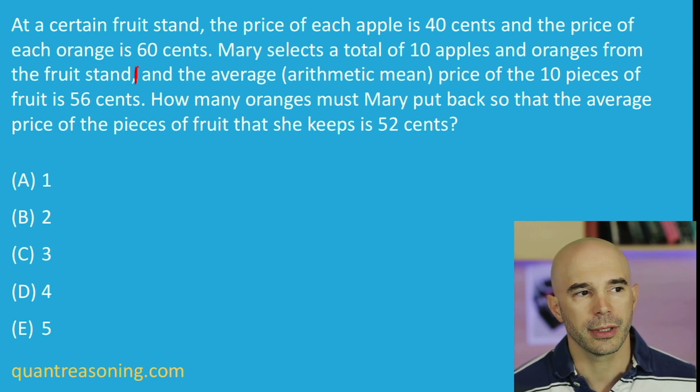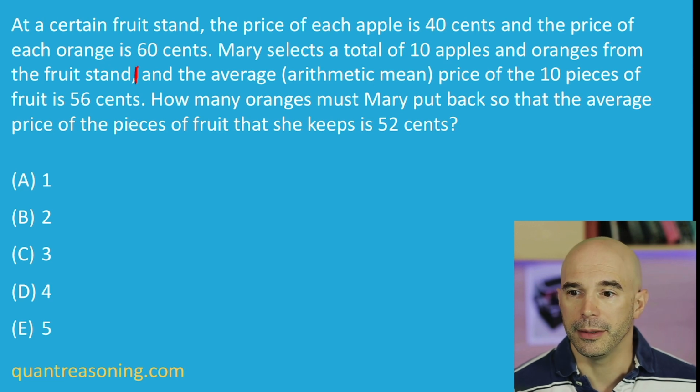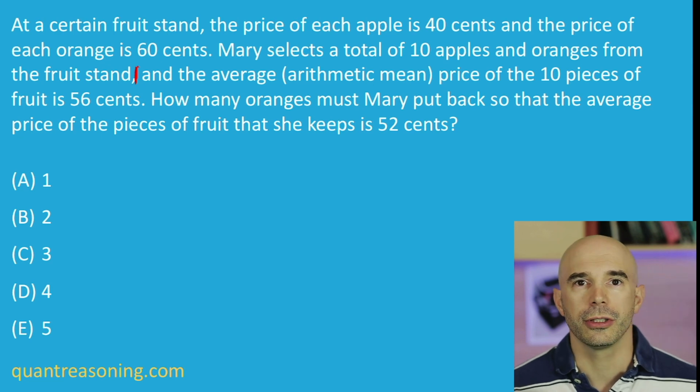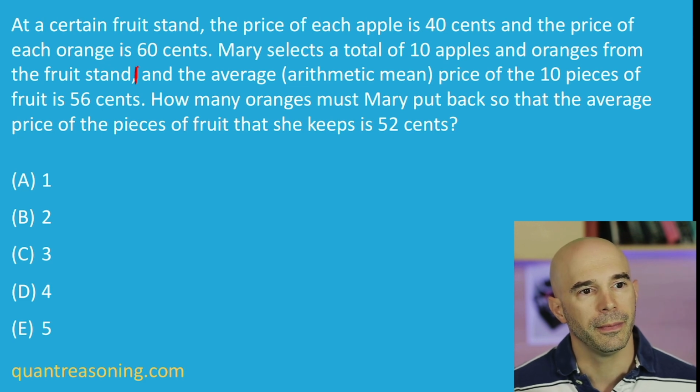I have the price per apple, I have the price per orange, and now I'm told that Mary selected a total of 10 fruit. I can make an inference now about how much money Mary would have to spend. Now, I can't say exactly how much it would be, but I can come up with a logical range. Can you type in the chat, what's the logical range for the total amount of money that Mary would have to spend on 10 pieces of fruit? Perfect. Exactly. She's going to have to spend somewhere in between $4 and $6.